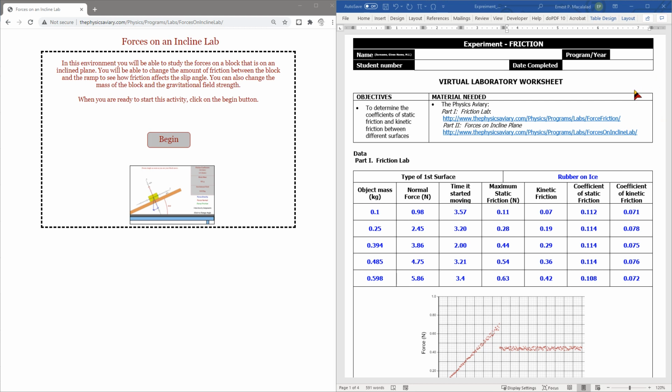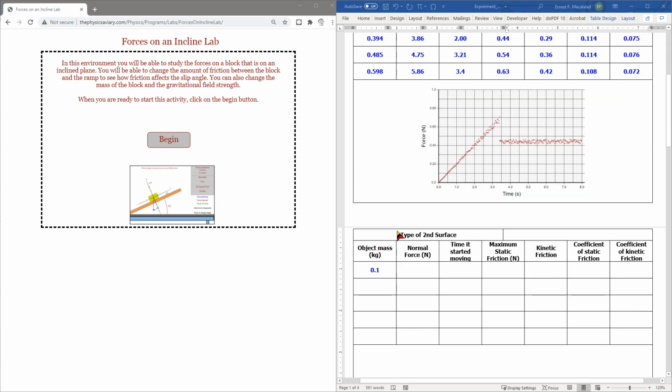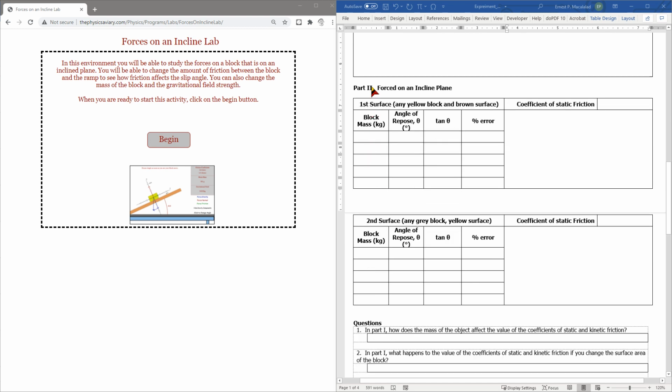Friction. Previously, we've discussed part 1 of our experiment, wherein we calculated the coefficient of static and kinetic friction by analyzing this graph. In our next demonstration, we're going to do part 2, wherein we're going to calculate or estimate the coefficient of static friction as determined in an inclined plane. We're going to use forces on an inclined plane as our demonstration. In this environment, you'll be able to study the forces on the block that is on an inclined plane, and from that, we're going to calculate the coefficient of static friction.